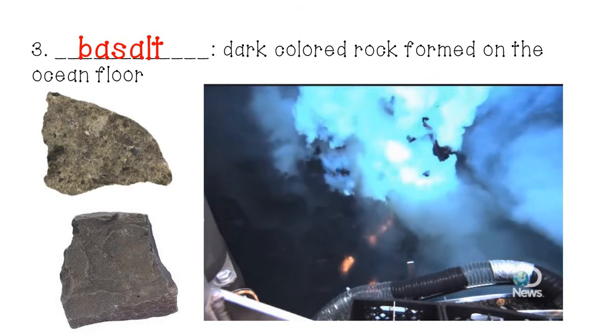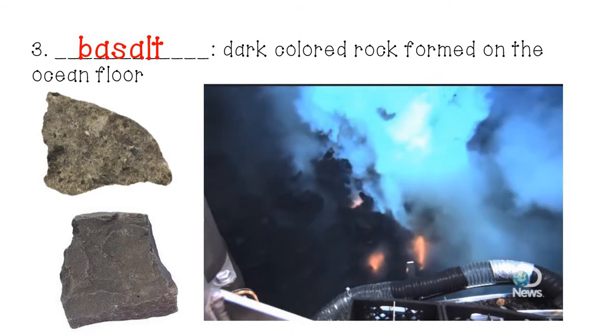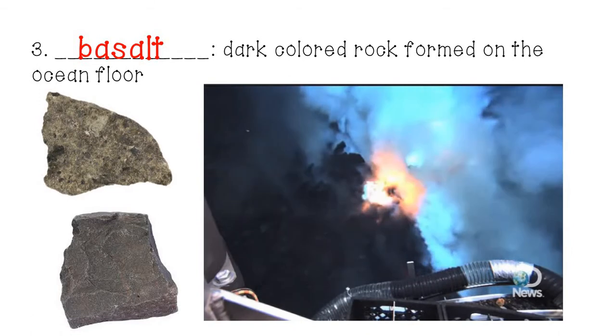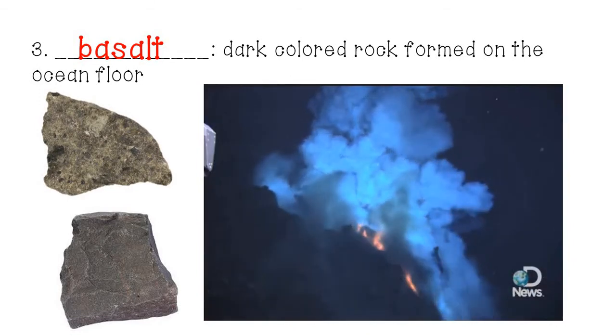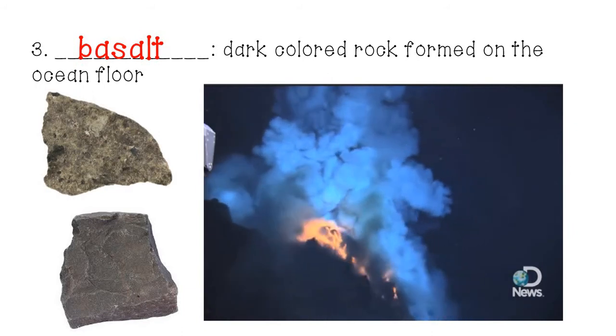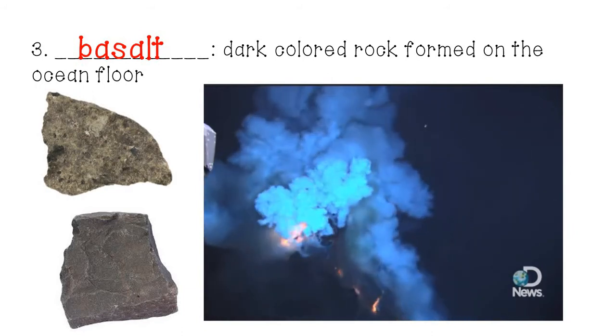This rock is called basalt, B-A-S-A-L-T, basalt. And it's a very dark colored rock. Depending on the sample you have, you most likely have a dark gray one, or it might have some brown in it as well. And basalt is formed on the ocean floor.